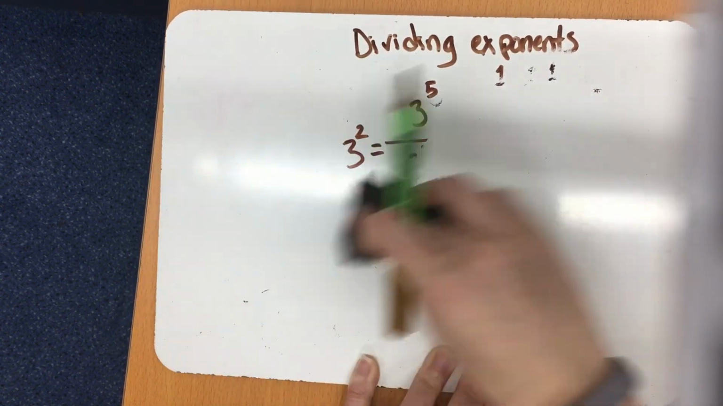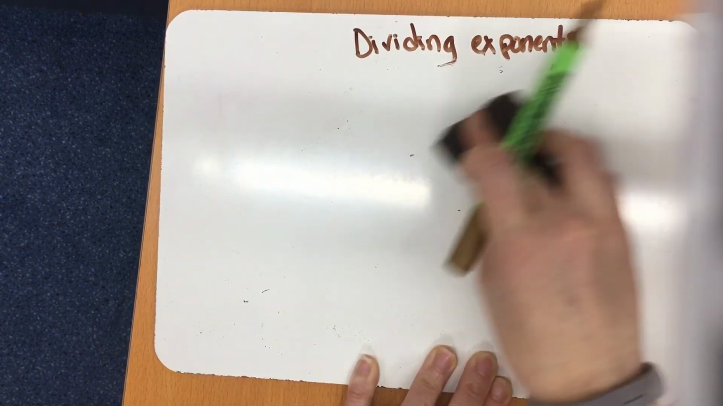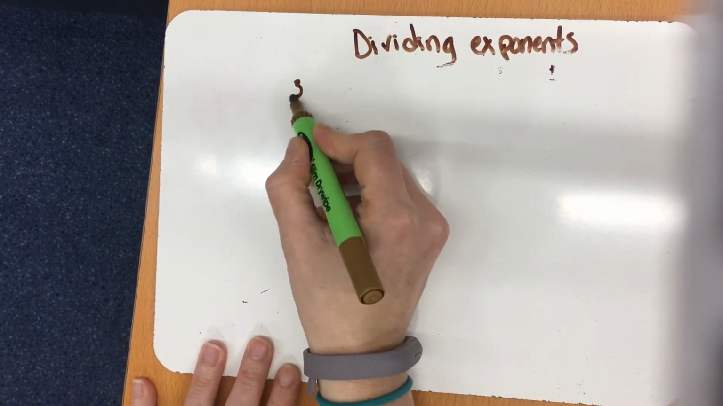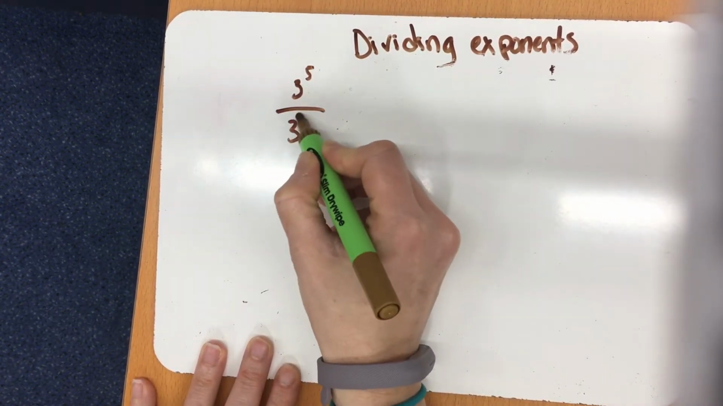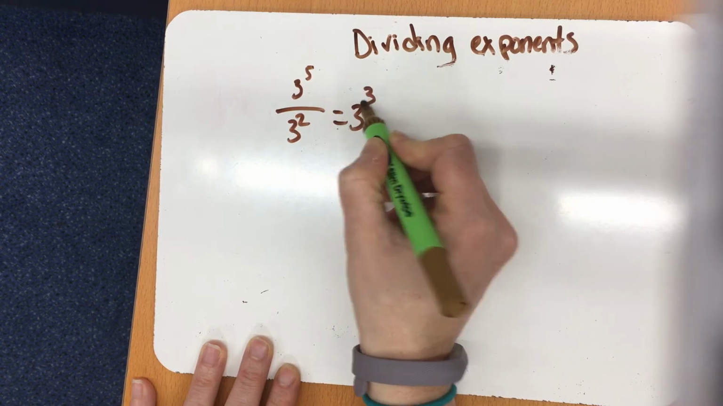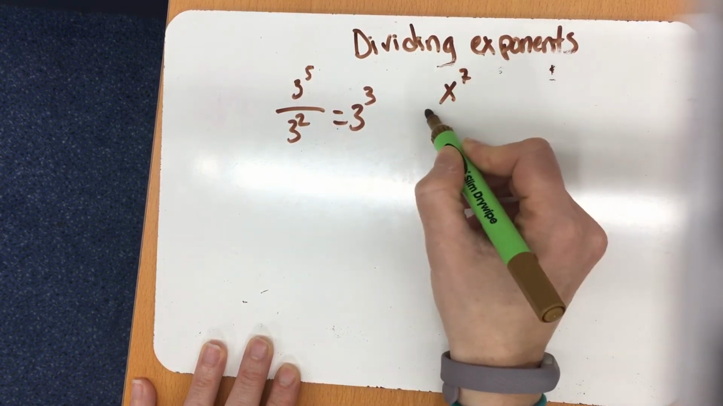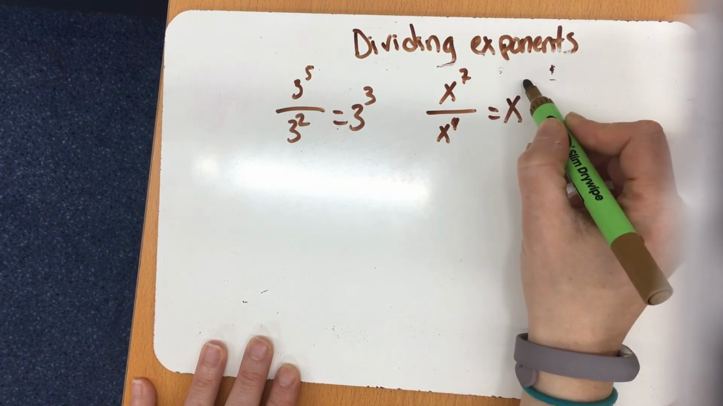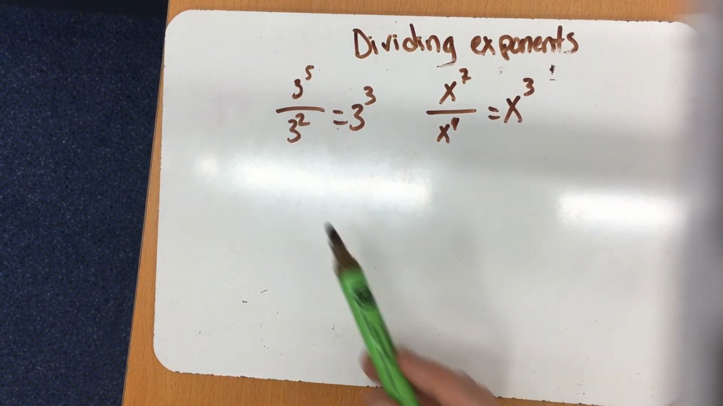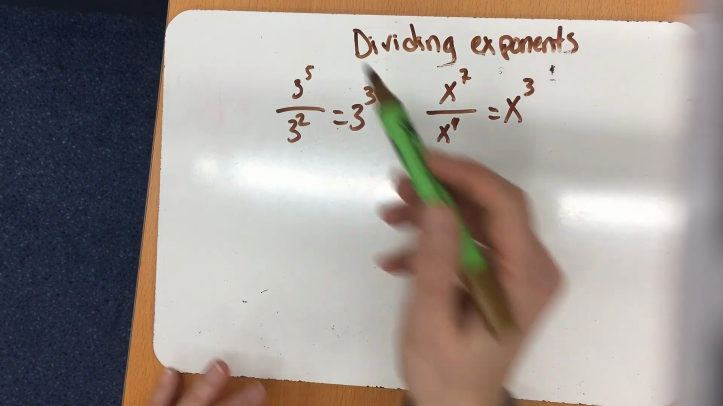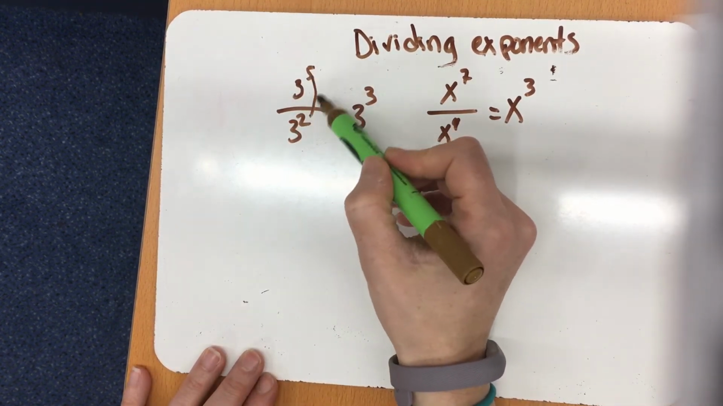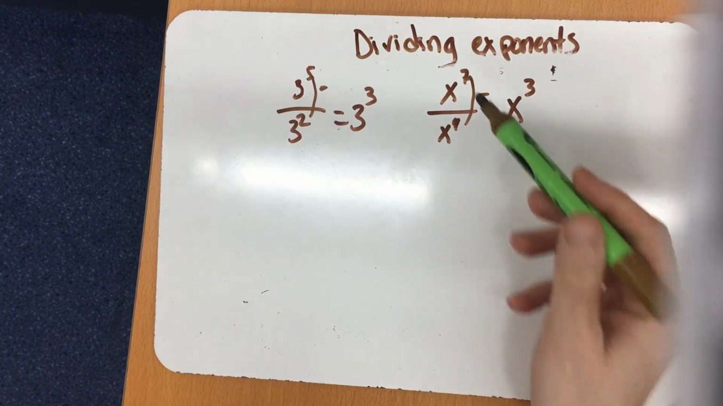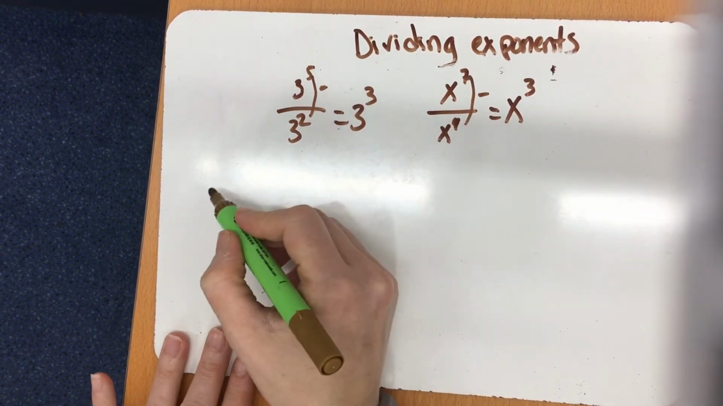And you can think about that pattern as I erase the board. So I'll write those 2 problems at the top again. 3 to the 5th divided by 3 to the 2nd was equal to 3 to the 3rd, and x to the 7th divided by x to the 4th was equal to x to the 3rd. So you may have noticed that really you could have gotten the same result by keeping the base and subtracting the powers. 5 minus 2 is 3. 7 minus 4 is 3.